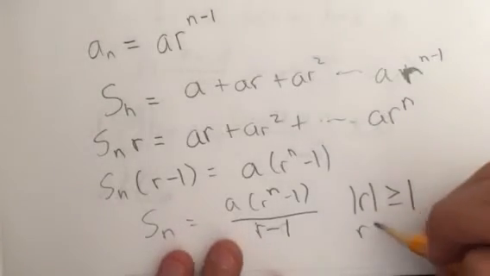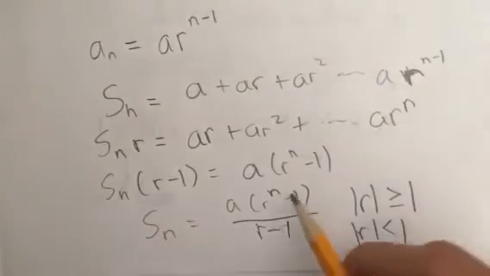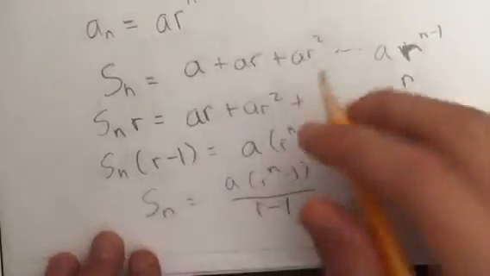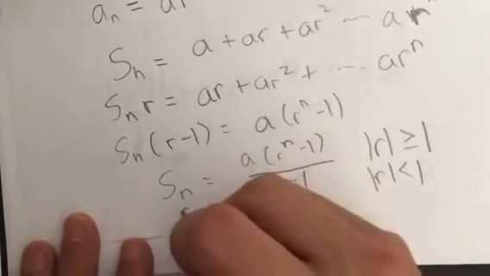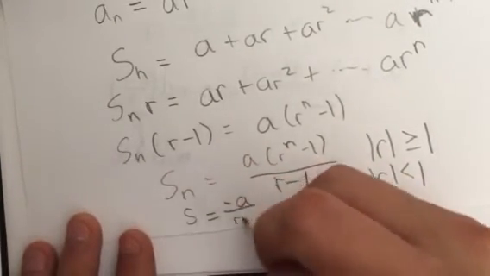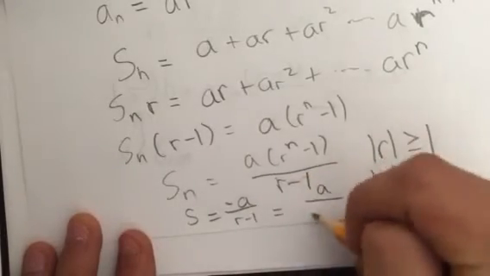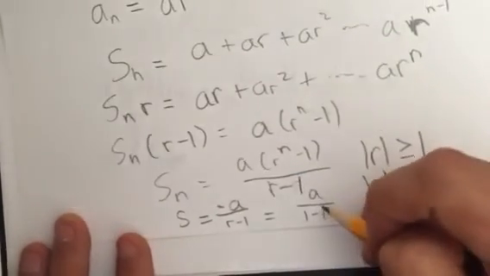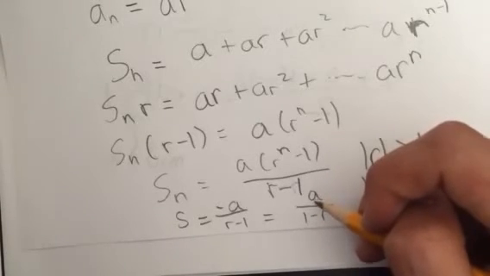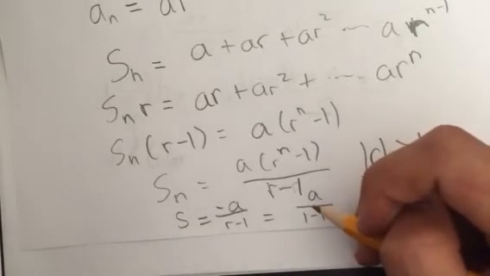On the other hand, if the absolute value of r is less than 1, then as n goes to infinity, this value gets smaller and smaller and eventually goes to 0. So instead, we can write the total sum is negative a over r minus 1, or a over 1 minus r. So this is the formula for the sum of an infinite geometric series which has common ratio less than 1.